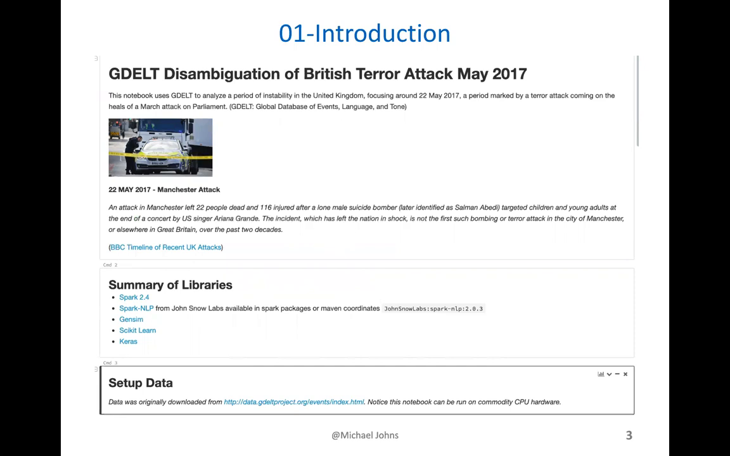The data that we'll be looking at is the data set around 2017. Earlier in 2017, in March, there was an attack on Parliament, and then there was a second attack in May at an Ariana Grande concert. That attack occurred on the 22nd. So we're going to look at just what the news was around that time, the 22nd through the 24th. So 3 days worth of data, and then filter that accordingly for our purposes.